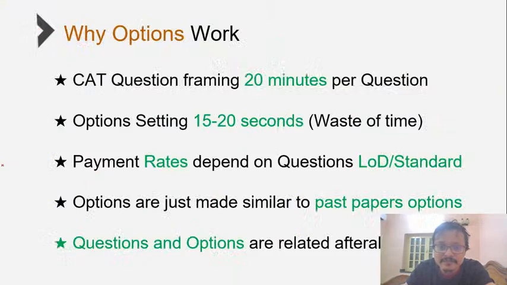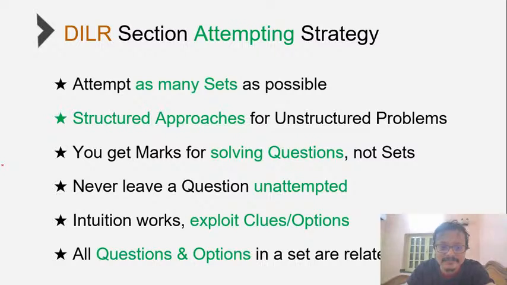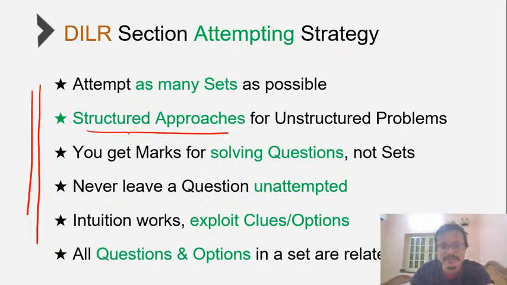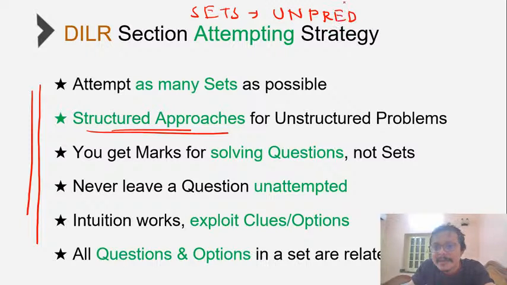What about DILR? How do you solve 6 sets in DILR? The key to solving 6 sets in DILR is this. First, try structured approaches. But again, the biggest challenge in DILR is that sets are unpredictable. Most people tend to get stuck in how to attempt or approach the set. What do you do if you are not able to solve the set?